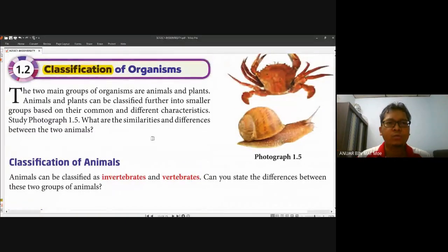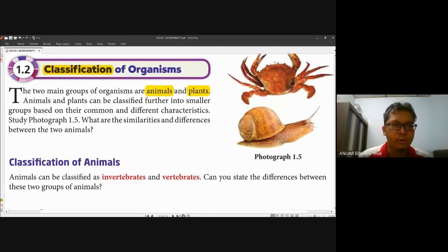Okay, why do we need to classify the organism? If you can see here, there are two main groups of organisms. There are animal and plants, not including us as human, because we are in the higher order, the higher being at the top of the food chain. So we cannot consider us in the biodiversity. So in this topic, we are going to learn about the organism that are in two parts, animal and plant.